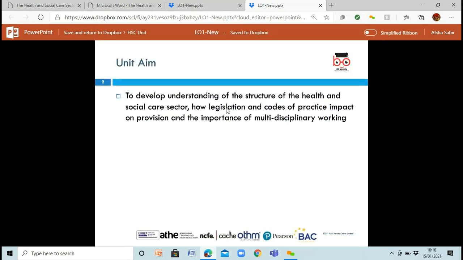Our unit aim for today's session is to develop an understanding of the structure within the health and social care sector. We'll also look at how legislation and the codes of practice can impact on the provision, and we'll be looking at multidisciplinary working throughout.